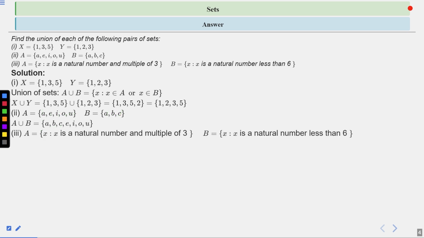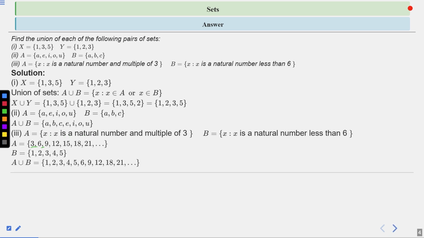Now in the third, here two sets are both described in set builder form. So try to write both of them in roster form and then try to find the union. The roster form for set A is going to be 3, 6, 9, 12 and so on till infinity. Why? Because you are collecting natural numbers that are multiples of 3. Clear? And B is a finite set with only 5 elements: 1, 2, 3, 4, 5.